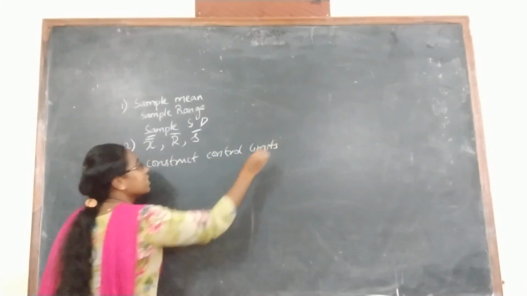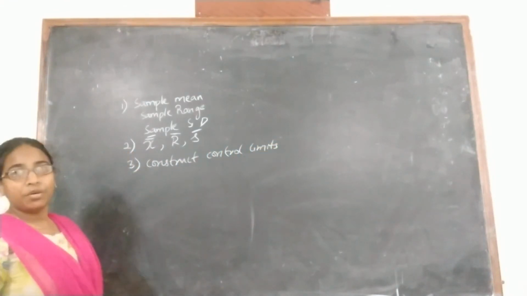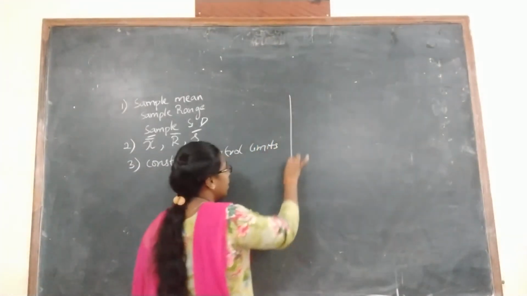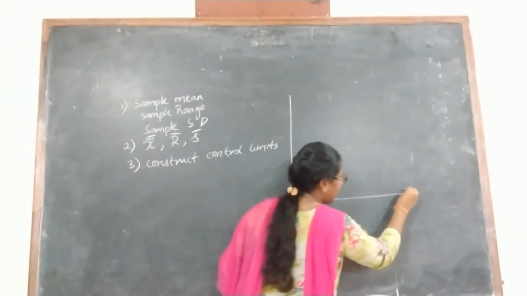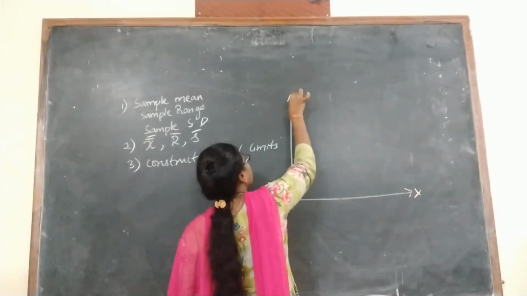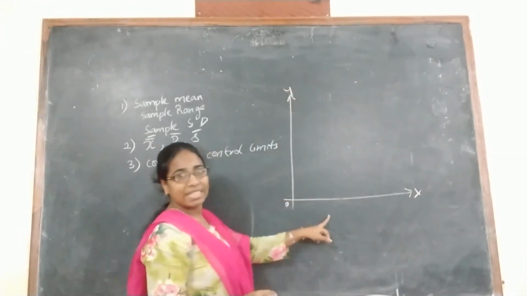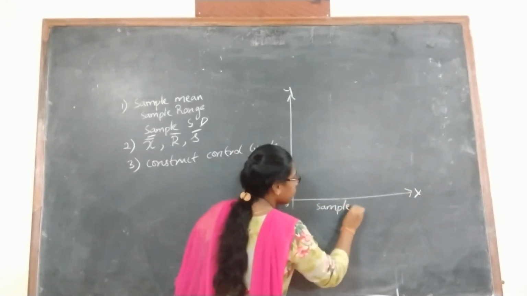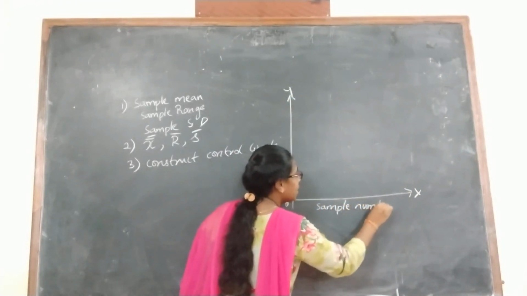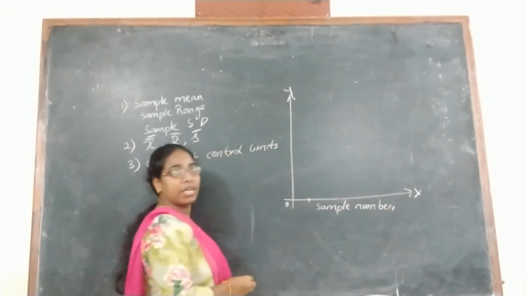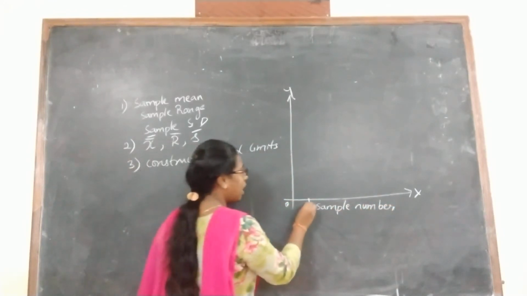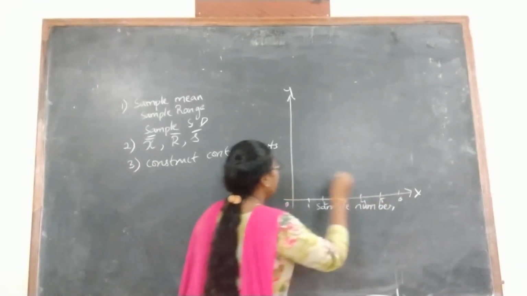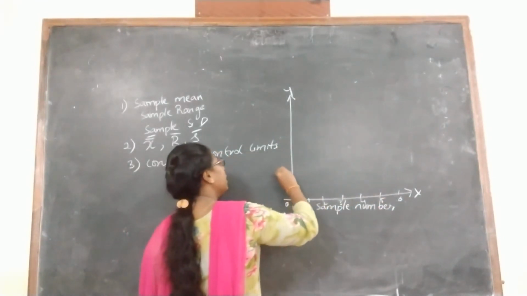So after constructing the control limits, you need to represent them on a graph, that is on an XY plot. On the x-axis, we will consider the sample number. Depending on how many samples you have, you will be writing the sample numbers. And on the y-axis, we will be writing the units.